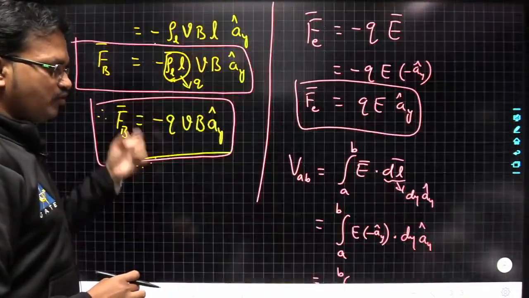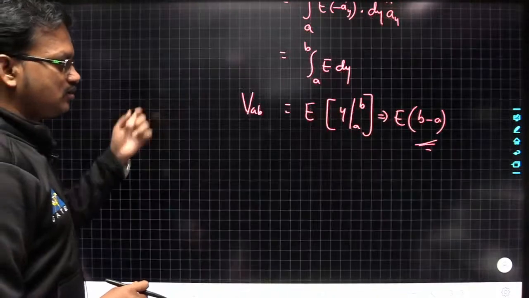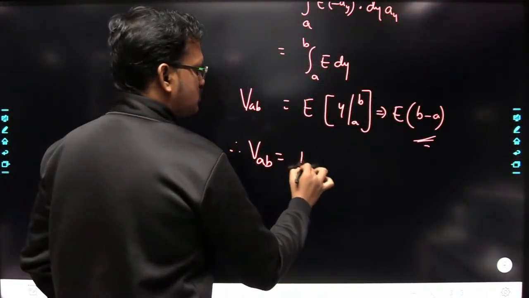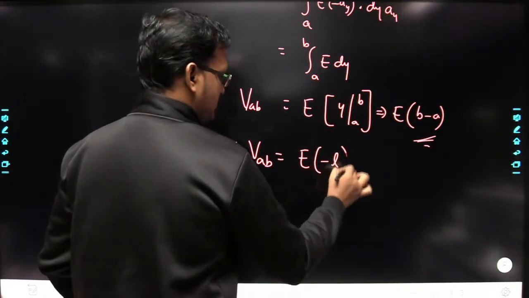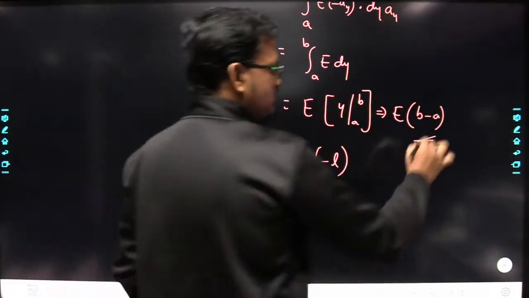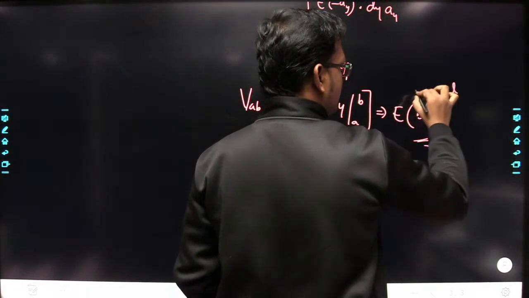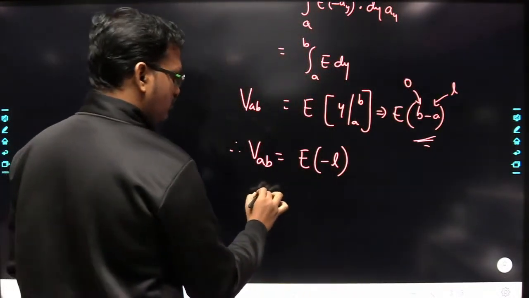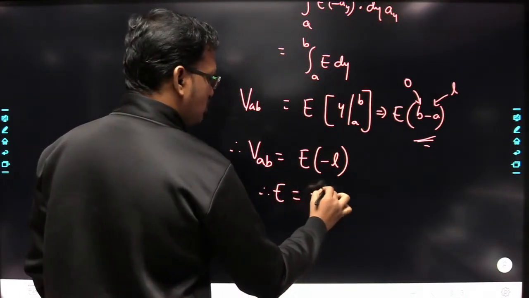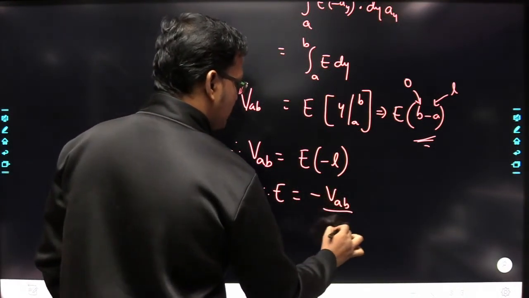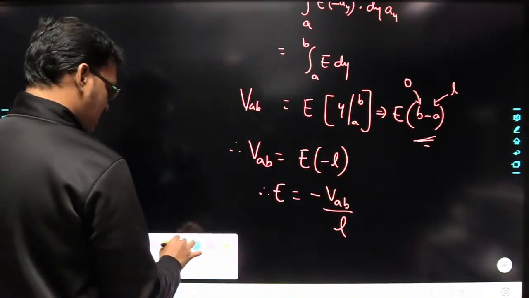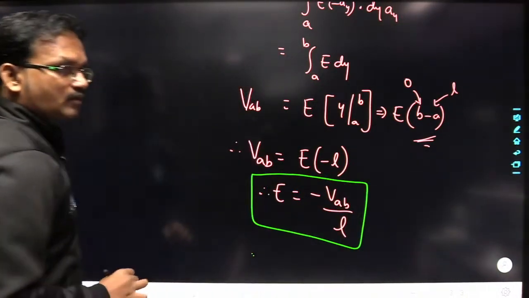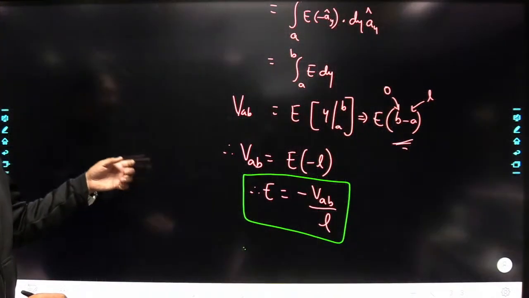I hope you are following here. Therefore VAB is equal to E into minus L. In place of A, put L, and in place of B, it will be 0. Therefore E is equal to minus VAB by L. Understood?